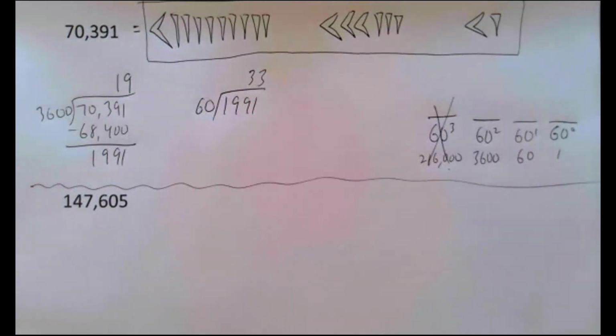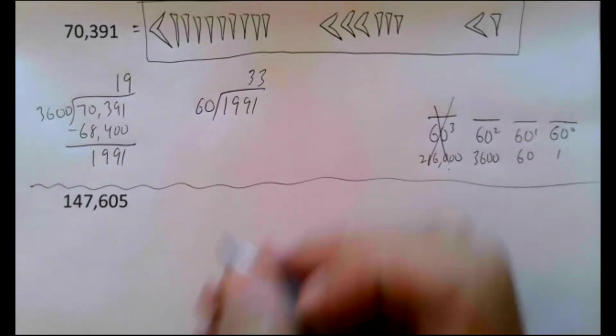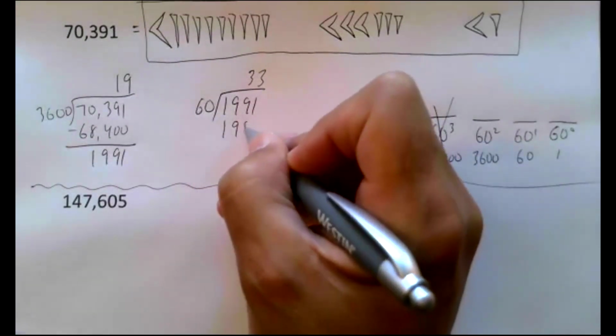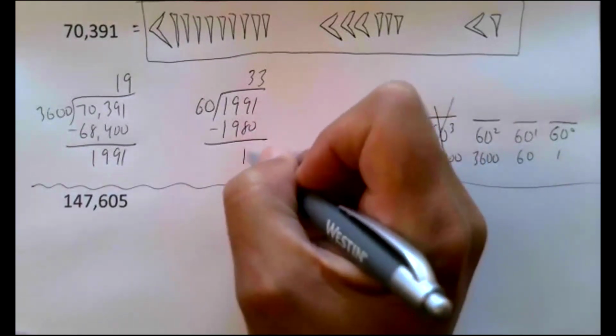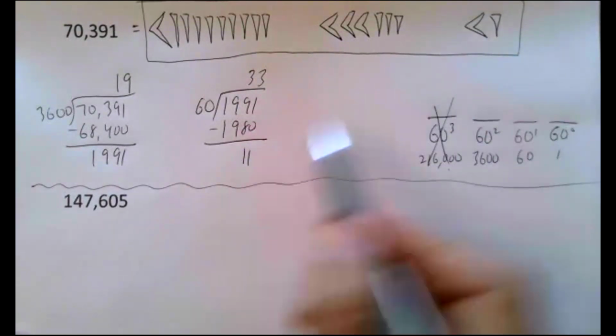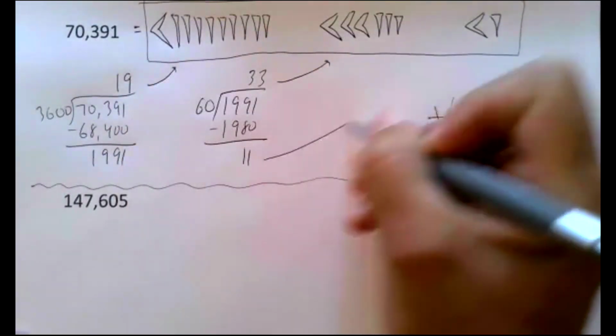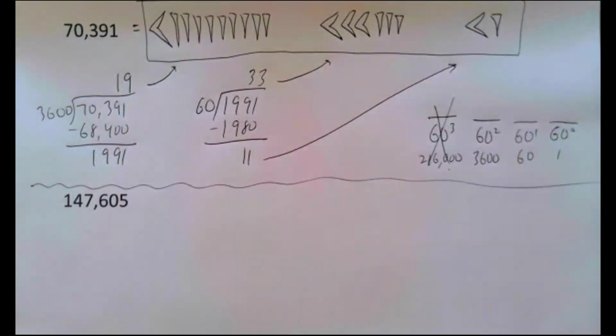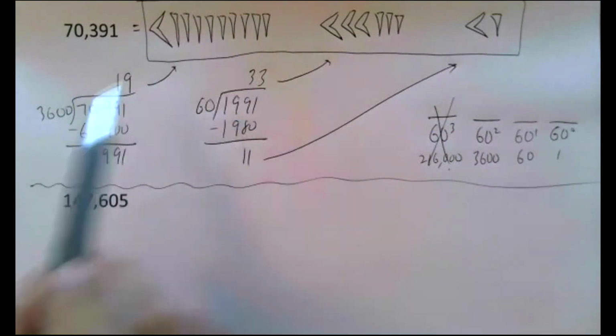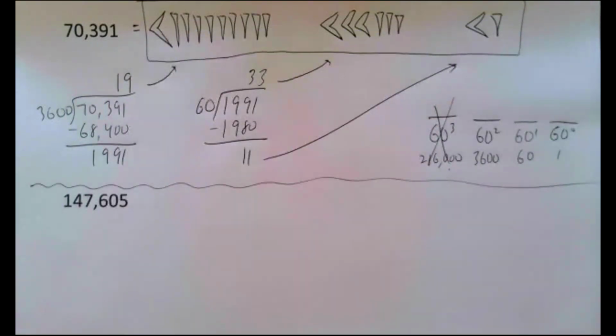Now multiply 33 times 60, you should get 1980. Subtract those numbers, you should get 11. That's where that comes from. 19 goes here, 33 went there, 11 went there. We're done, right? That's the math you would go through to get that, okay?